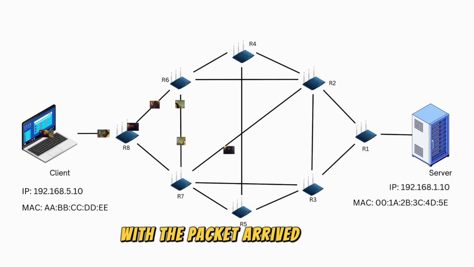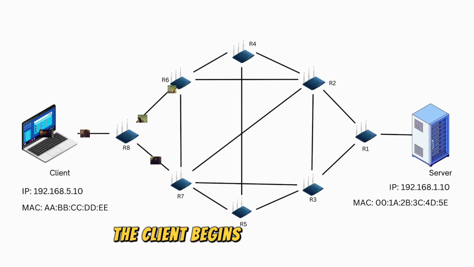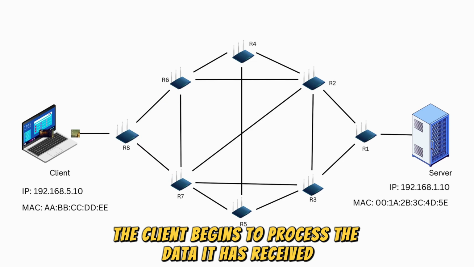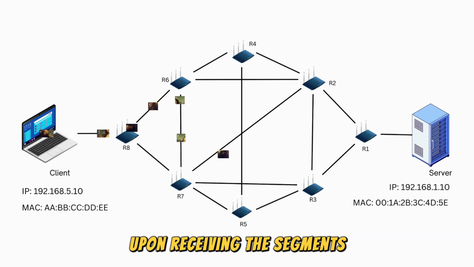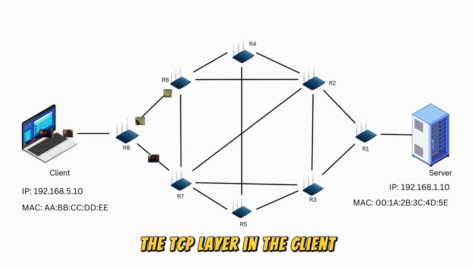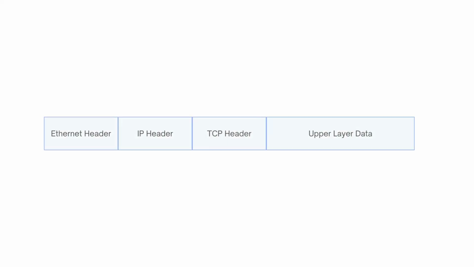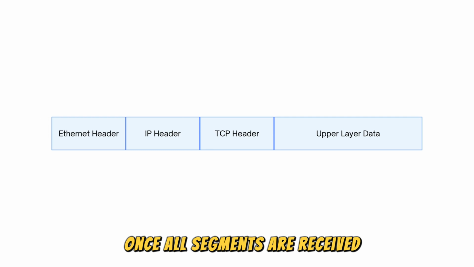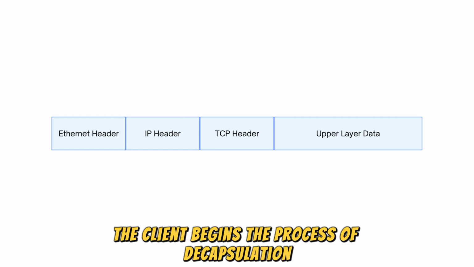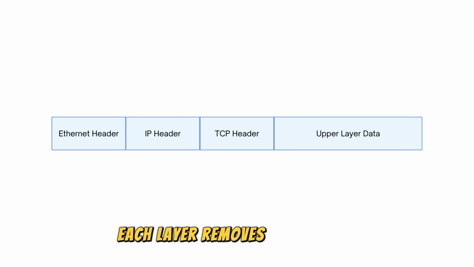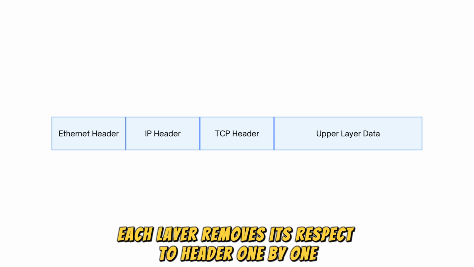With the packets arrived, the client begins to process the data it has received. Upon receiving the segments, the TCP layer in the client acknowledges the successful delivery of the segments. Once all segments are received, the client begins the process of decapsulation. Each layer removes its respective header one by one.